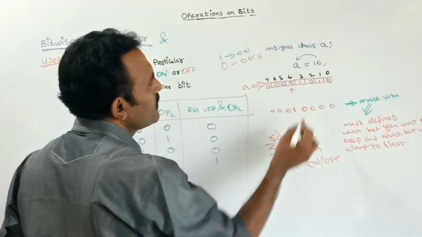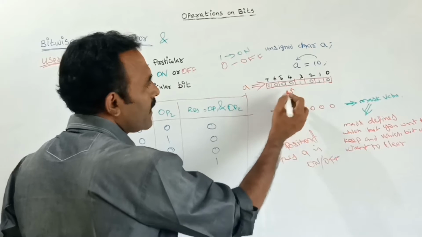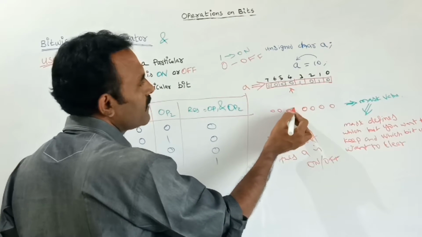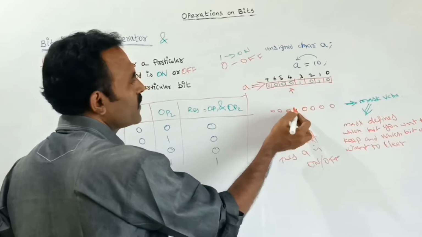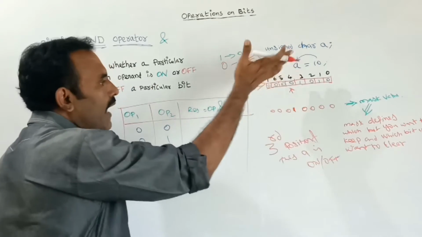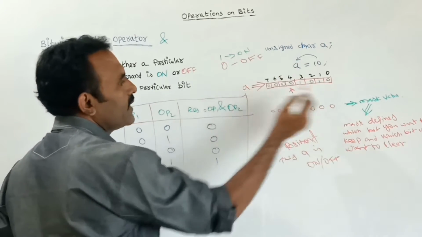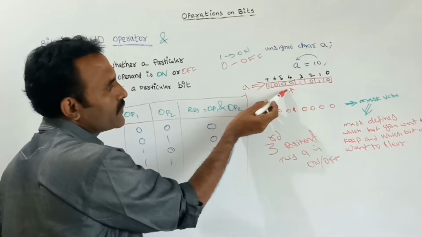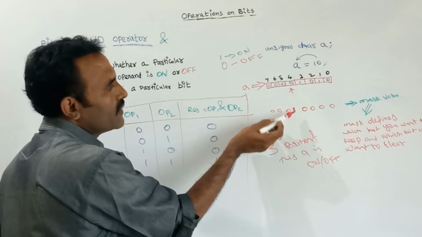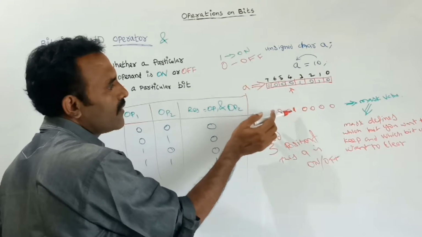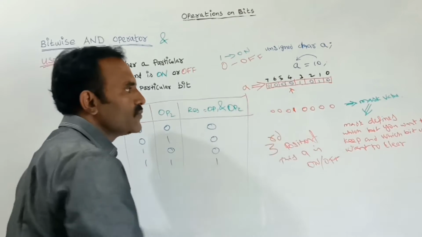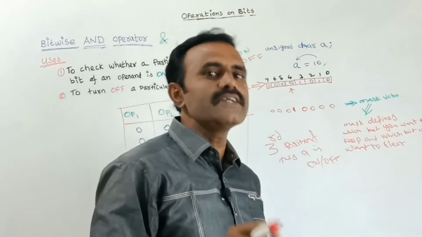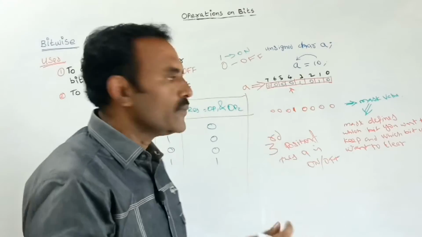Remaining every position should be 0. Here I want to check this fourth bit. So here this fourth bit value I am putting as 1. While ANDing this A value and mask value, what is the fourth bit value of A? It is 0. Here the mask's fourth bit value is 1. When we are ANDing both these operands, then the result will be 0. If it is 0, then that fourth bit position is off, that is 0.